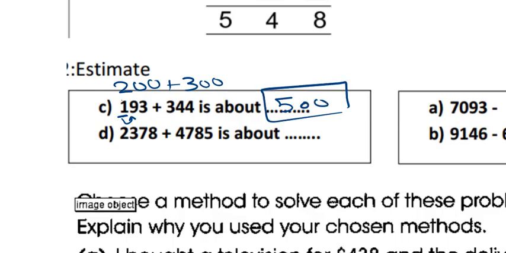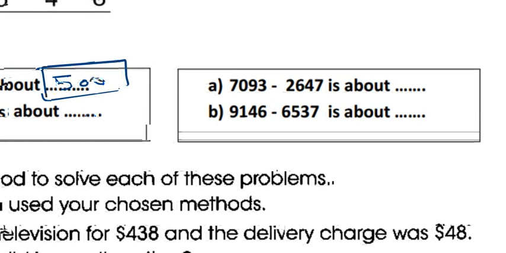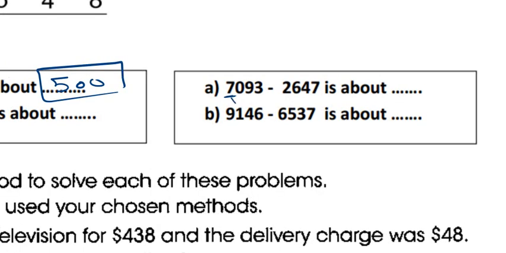Let's check the next problem, 7093. Look at the last digit on the left hand side. Let's round this 7. After 7 is 0, which is a poor digit. So you will cancel all the right hand side digits and put 0 instead. It will be 7000 minus 2647. After 2, on the right hand side, we have 6. 6 is rich, it gives 1. So it will be just 3000, and all the right hand side will be zeros. 7000 minus 3000 gives me 4000.